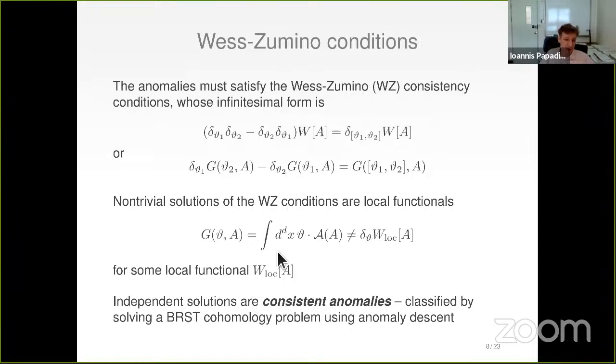And solutions of these conditions are non-trivial local functionals G of both the gauge parameter and the gauge field that are not variations themselves of some other local function of A. So in that sense, this is a cohomological problem and can be solved using some BRST formulation of the algebra, using what is known as anomaly descent.